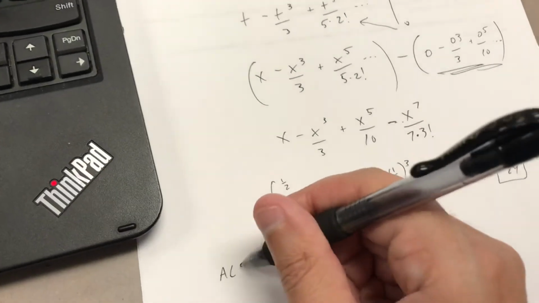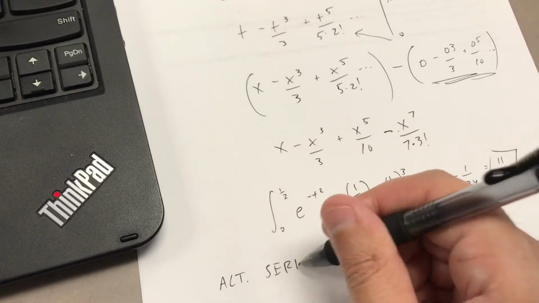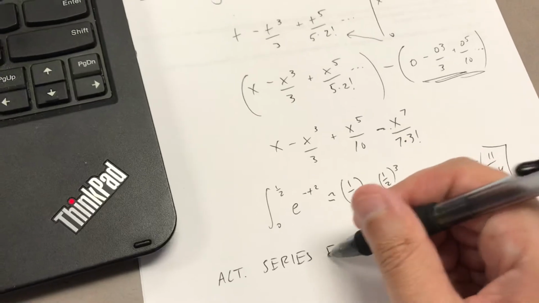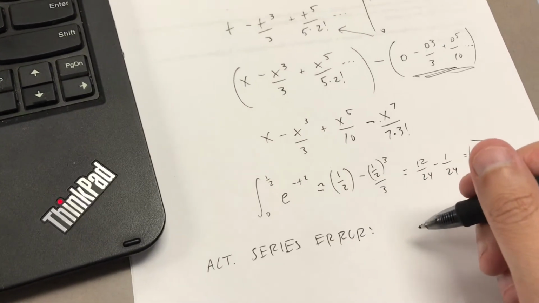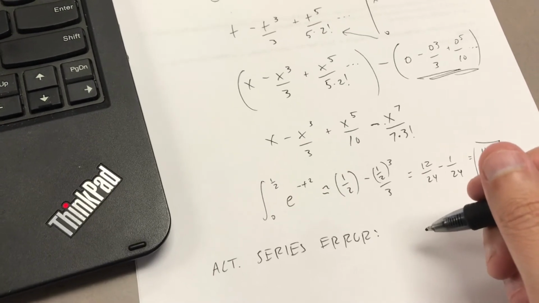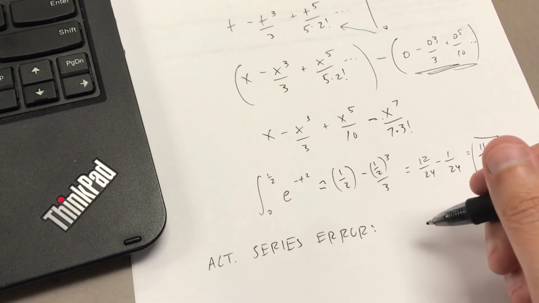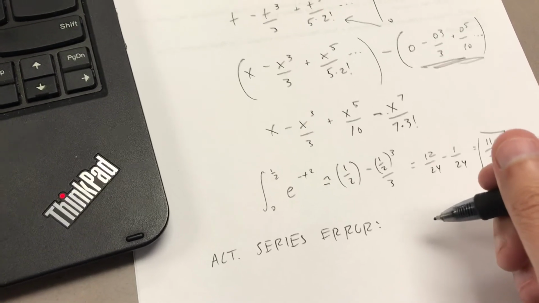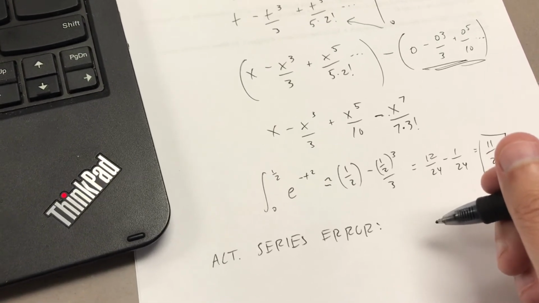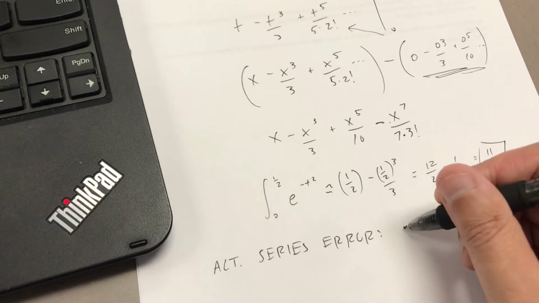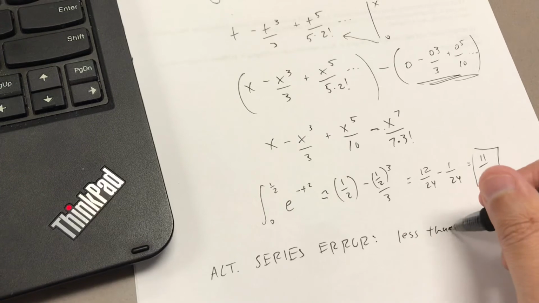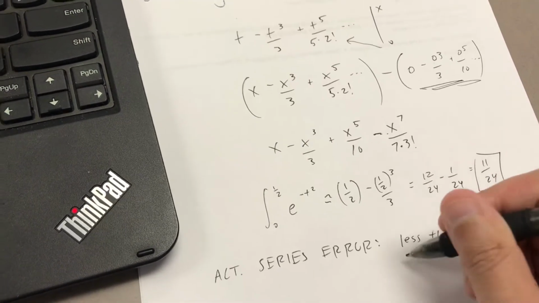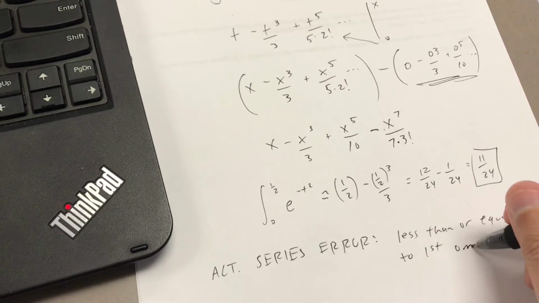Well, it turns out that this is an alternating series. If you think about the demonstration that I did to show why alternating series converge if the terms go to 0, the alternating series error is never going to be bigger than the first term that you omit. So it's less than or equal to the first omitted term.